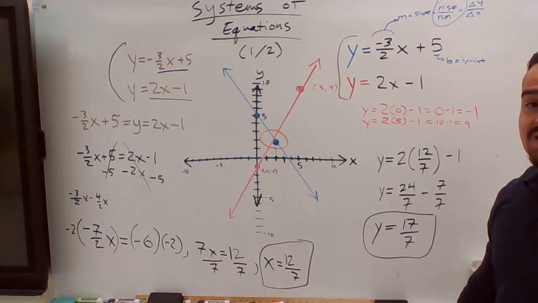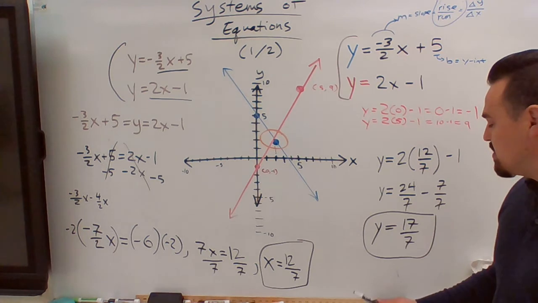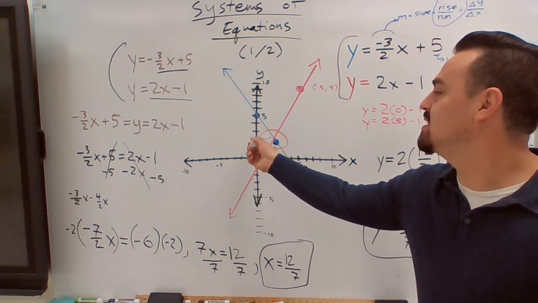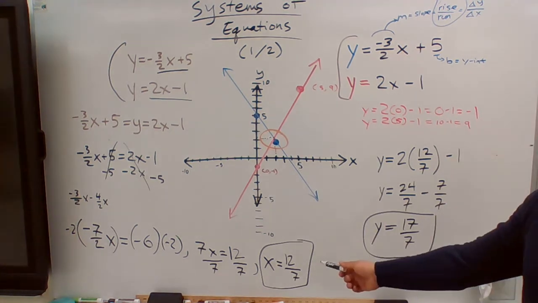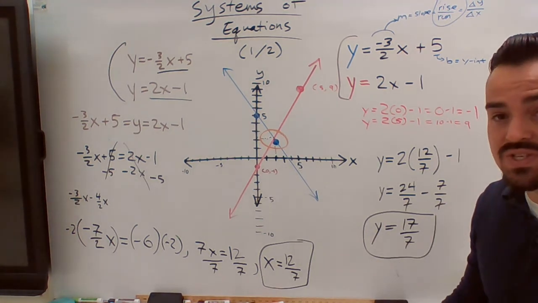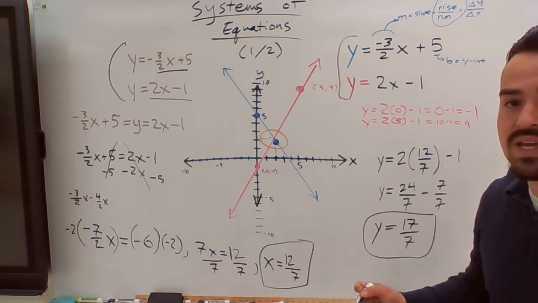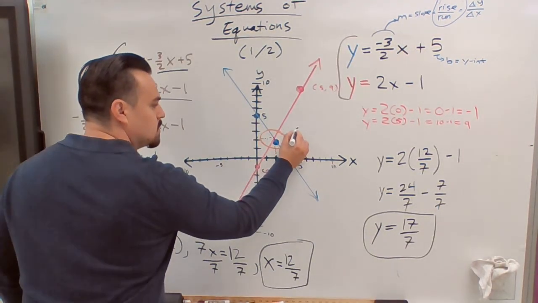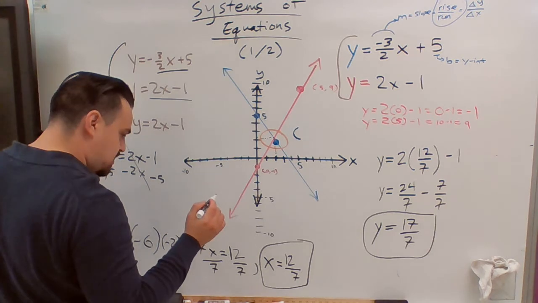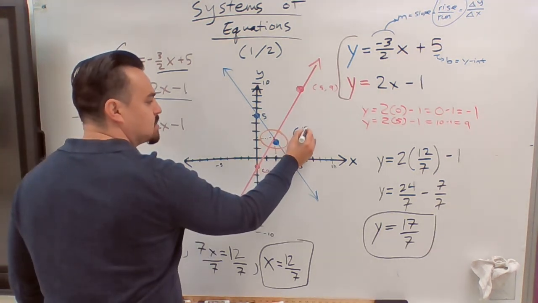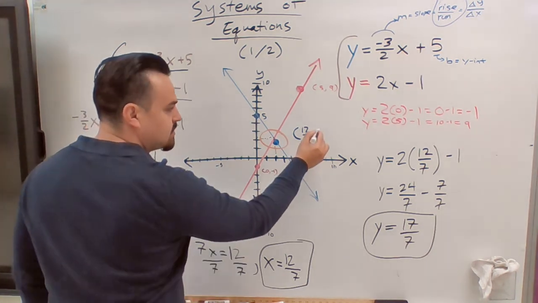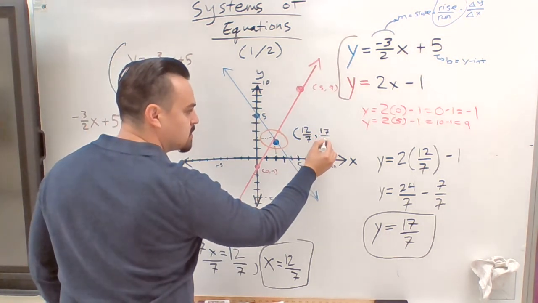That's our x. As you guys can see, visually, it would have been very hard to calculate that 17 sevenths and that 12 sevenths. So this is why this method comes into play. So our final answer would be the solution to this system of equations is 12/7 and 17 sevenths.